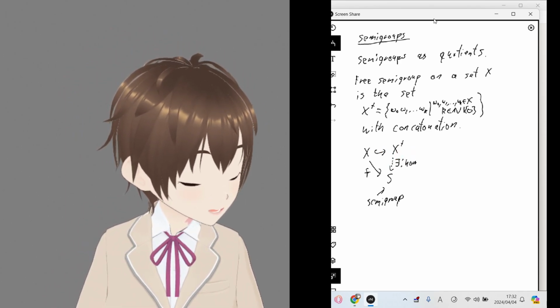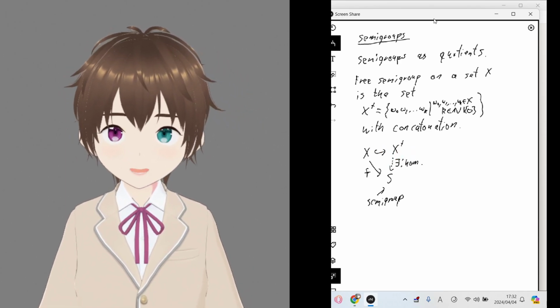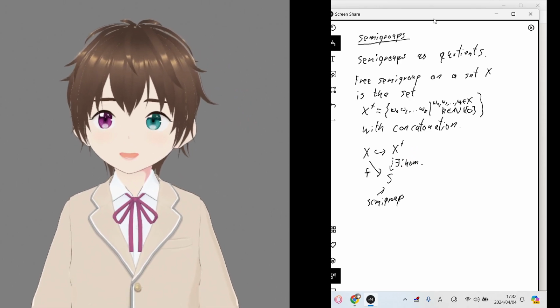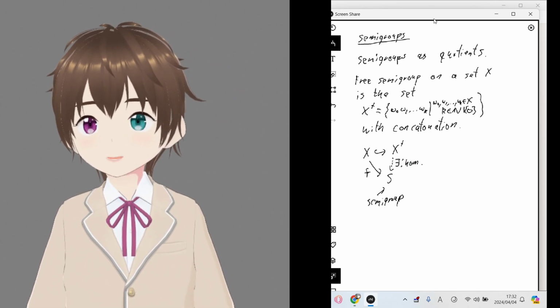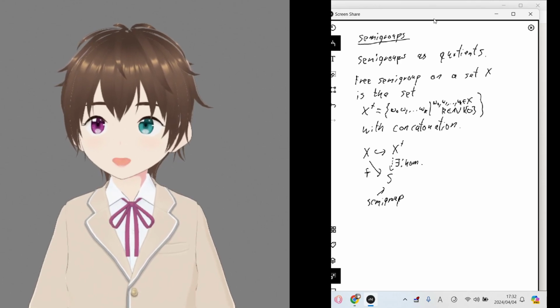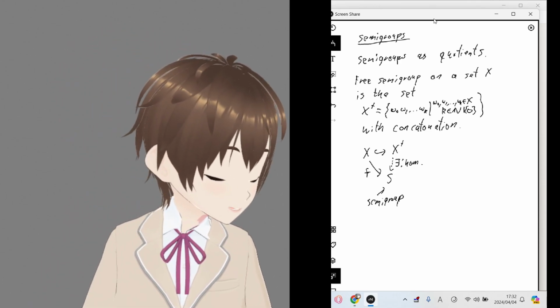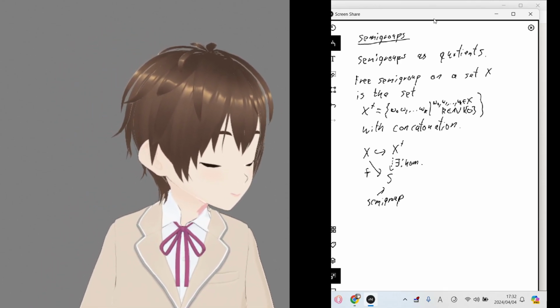I didn't tell you what a homomorphism is, but you'll be unsurprised. It's a map from a semigroup to another semigroup, which preserves the multiplication. Okay, so it's free in this sense.